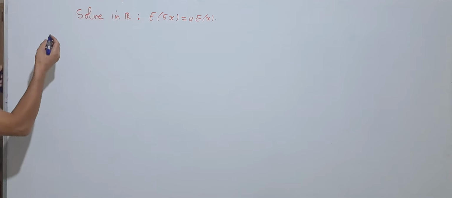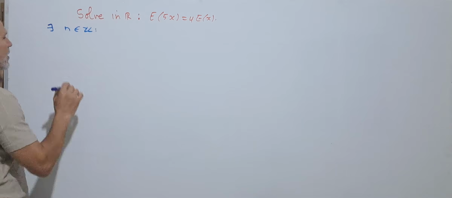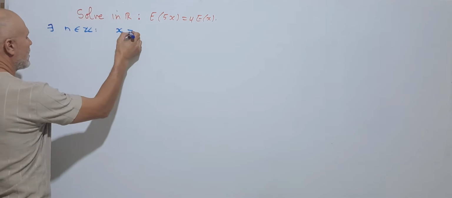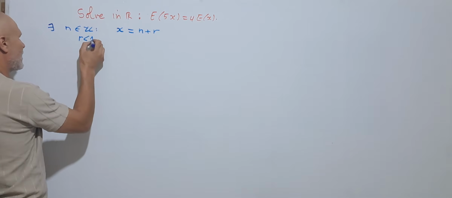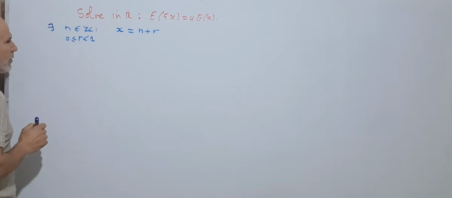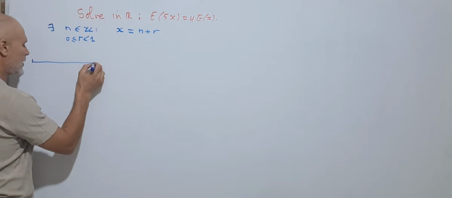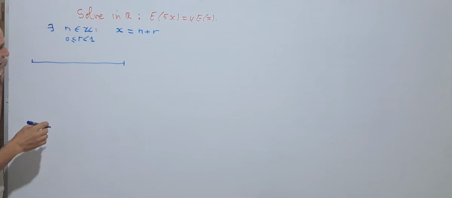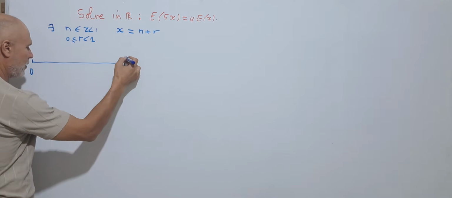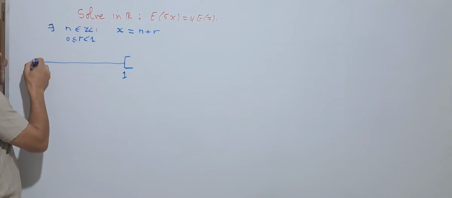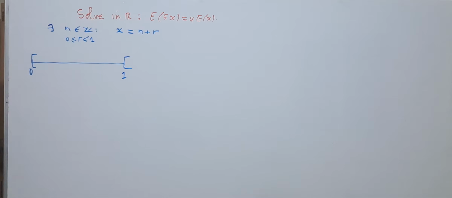So there exists a unique n from Z such that x is equal to n plus r, such that r is strictly less than 1 and greater or equal to 0. Let us here denote r. Here we are representing just r. So r moves from 1 to 0, and I will once again allow myself to do this to symbolize that r cannot be equal to 1.